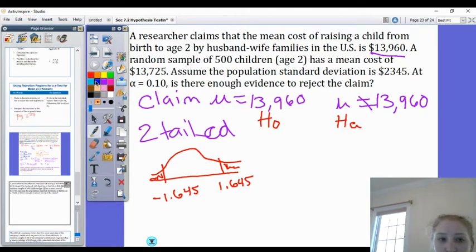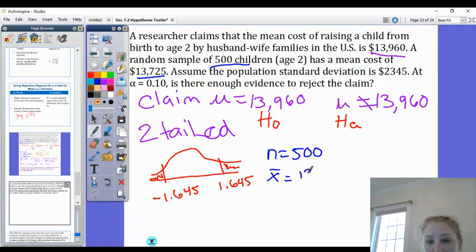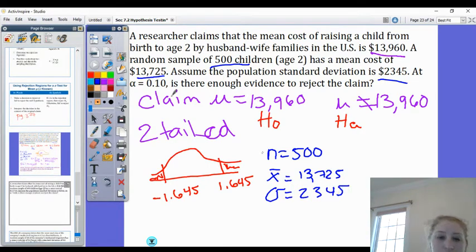We have a random sample of 500 children, so n equals 500. The mean cost is 13,720.5. The standard deviation is 23. And our alpha level is 0.1. Okay, so let's go ahead and find our z-score.